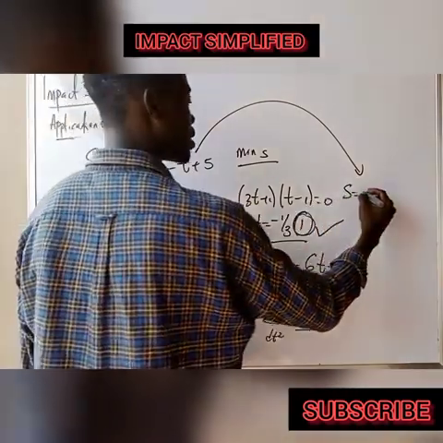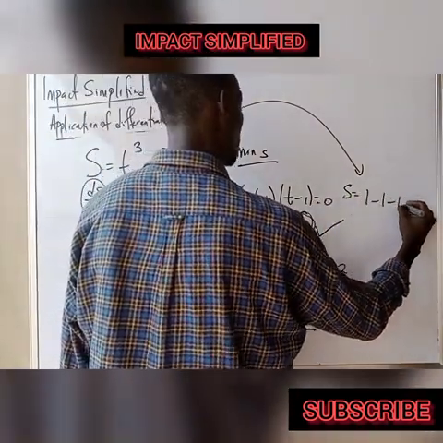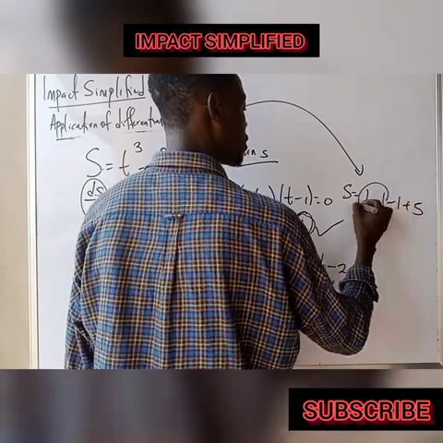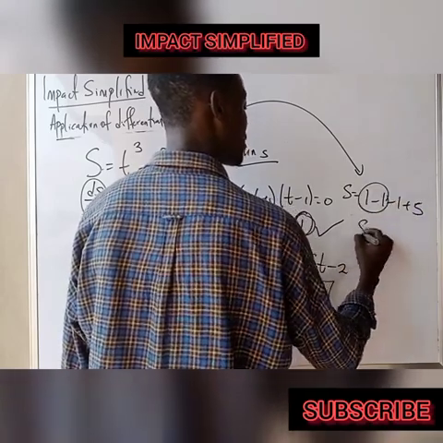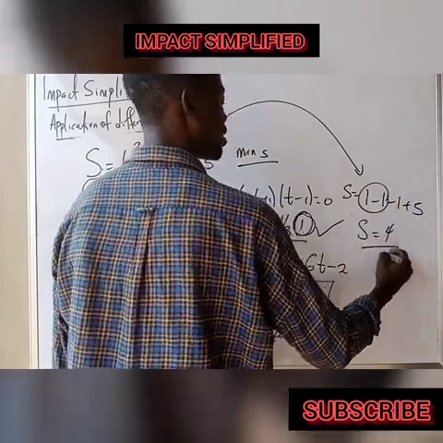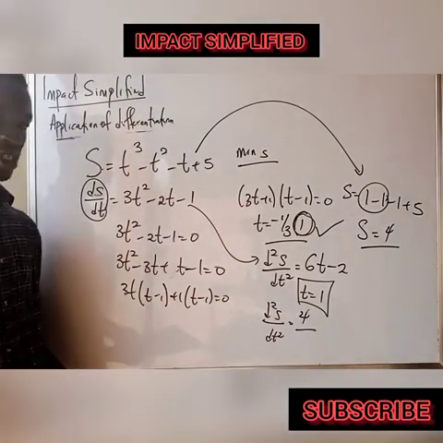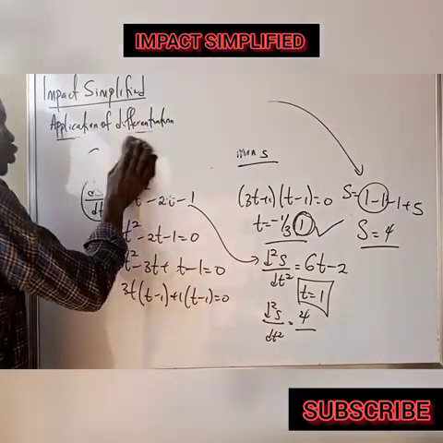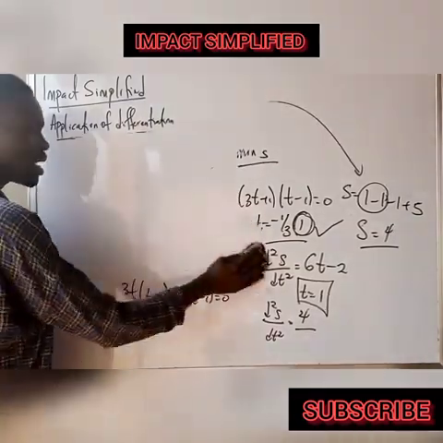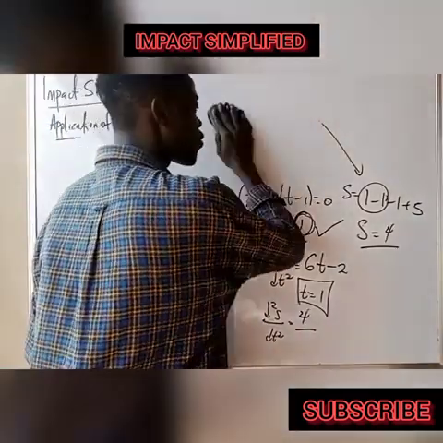That will give us 1, 1. And that will give us 1 minus 1 minus 1 plus what? Plus 5. This will cancel. And what is minus 1 plus 5? That means our minimum distance is what? It is 4.